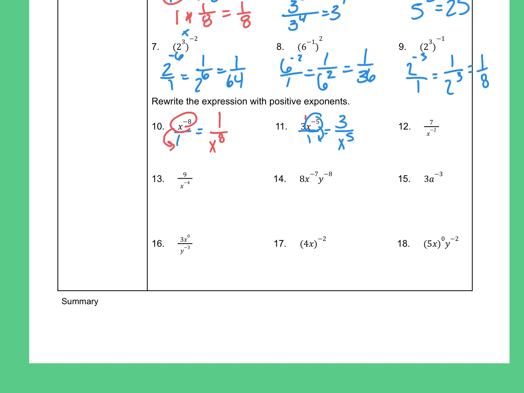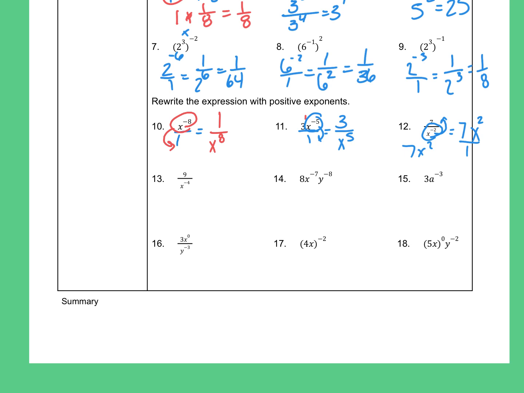Similar on number 12, the only thing that has a negative exponent is this x to the negative 2. So that needs to move up to the top. Well, the 7's already in the numerator. Now I'm moving the x to the second to the top to make it positive. So I have nothing left in the denominator. I could put over 1, but when we divide by 1, that doesn't really change anything, so we can just leave it as 7x squared.